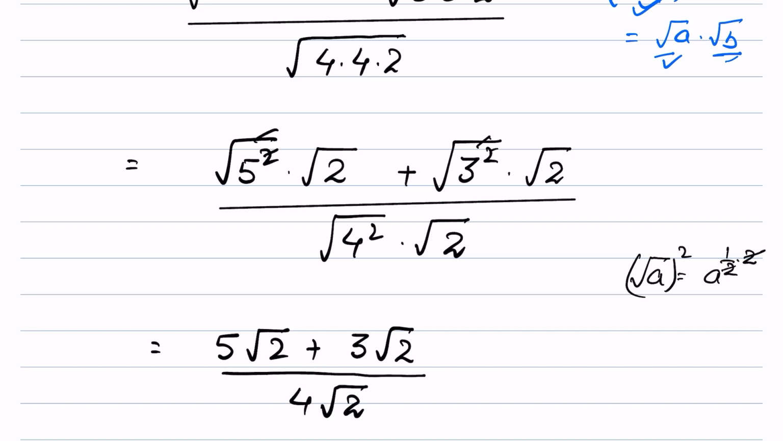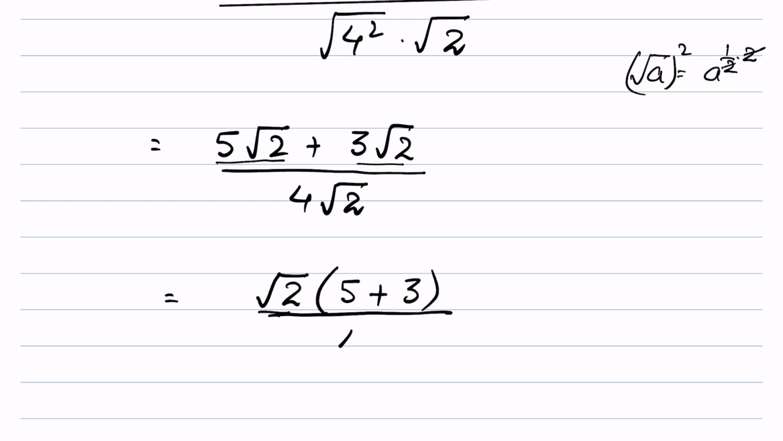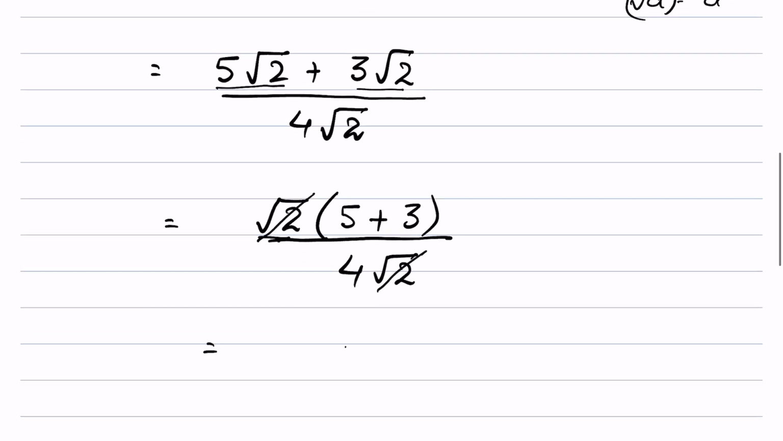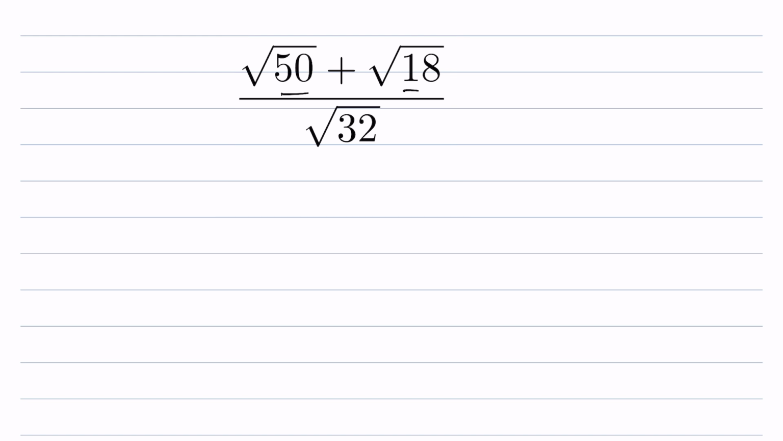Now square root of 2 is common in the numerator, so we can write square root of 2 times 5 plus 3 upon 4 times square root of 2. Now the square root of 2 and square root of 2 are common factors. 5 plus 3 is 8 upon 4. 4 times 2 is 8. So answer is 2.